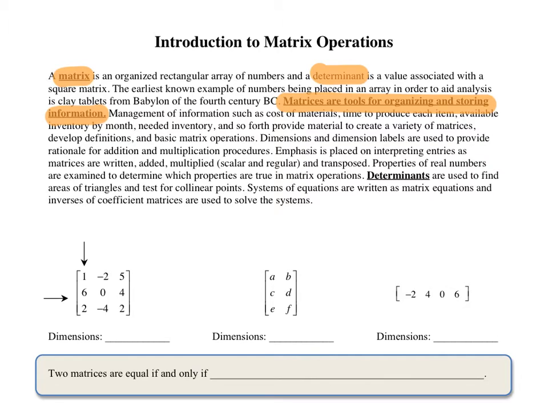Dimensions and dimension labels are used to provide rationale for addition and multiplication procedures. Emphasis is placed on interpreting entries as matrices are written, added, multiplied by, again, what we call scalar and regular multiplication, and transposed. Properties of real numbers are examined to determine which properties are true in matrix operations. Determinants are used to find area of triangles and test for collinear points. Systems of equations are written as matrix equations, and inverses of coefficient matrices are used to solve the systems.